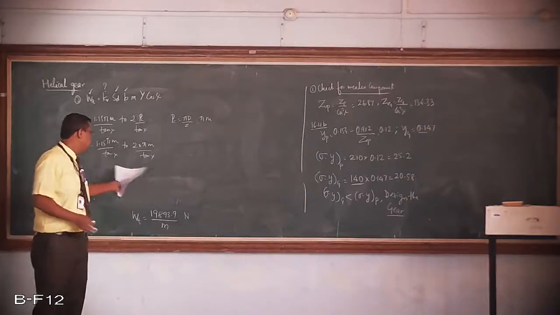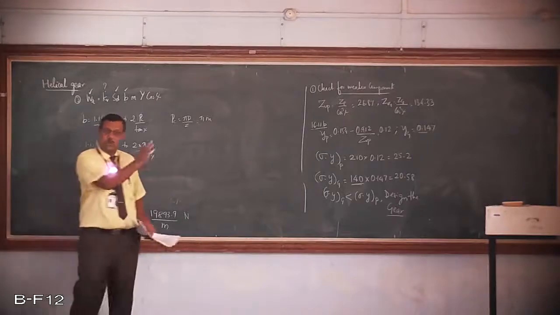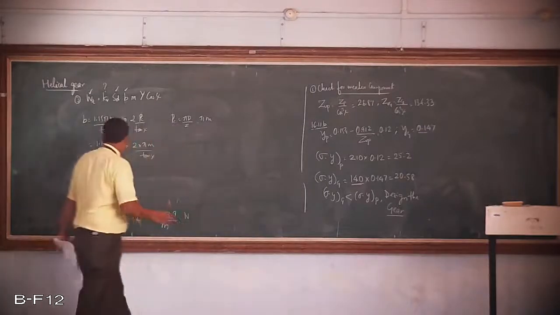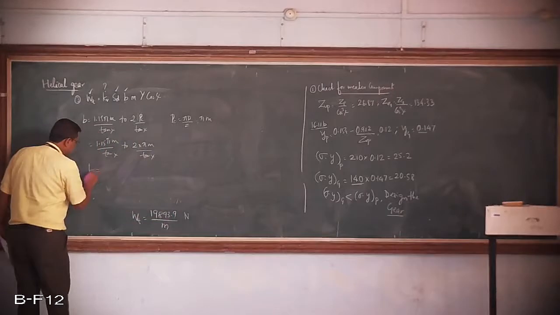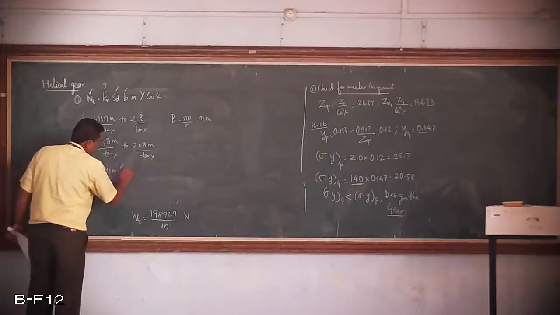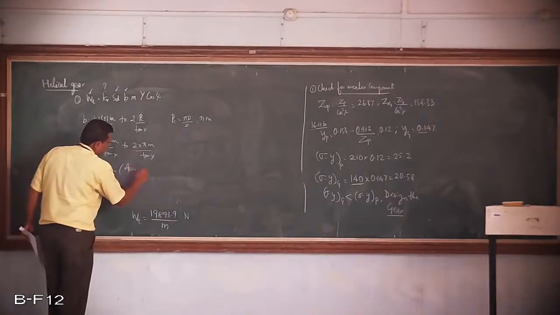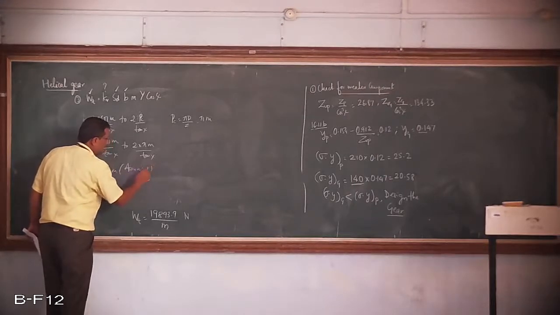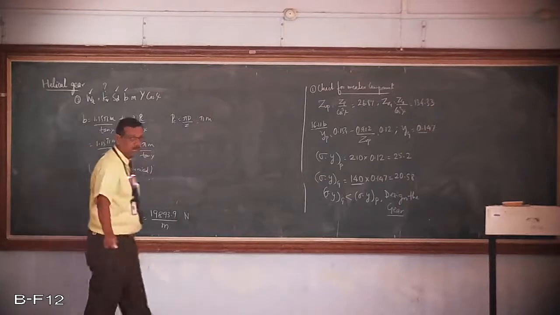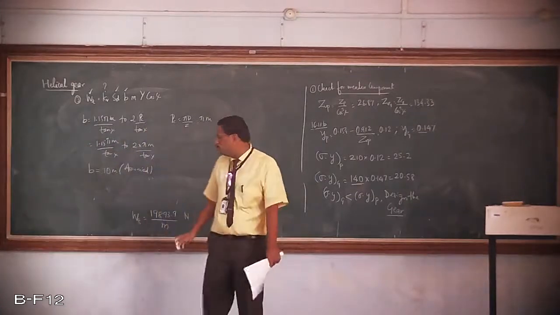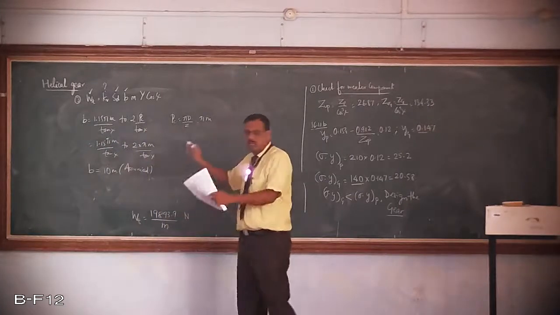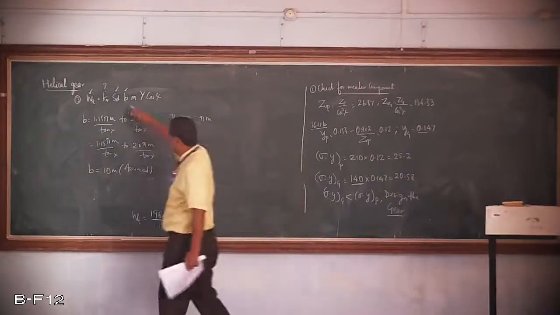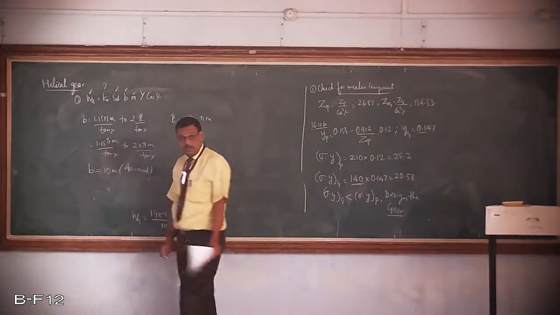As the range varies, the face width from one to the other is going to change. Therefore, let us assume here B equal to 10 times the module. I am writing it as assumed. Because we don't know the module, let us calculate all the dimensions in terms of module. Therefore, B is also in terms of module.